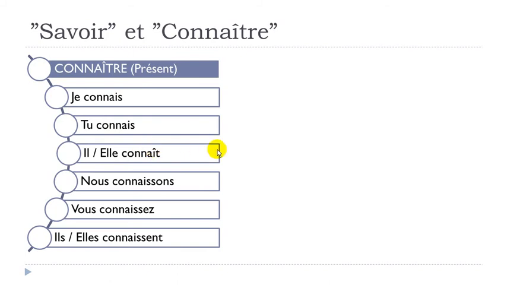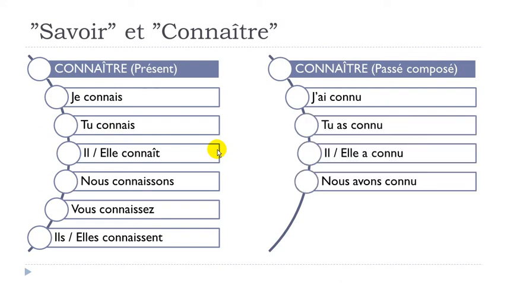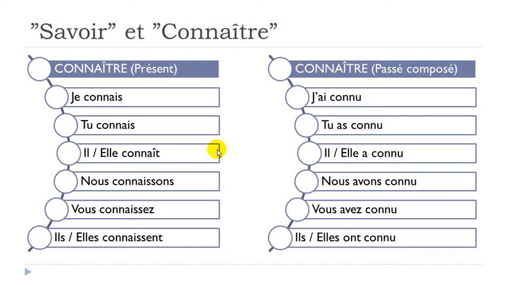All right, let's see how it goes for the passé composé form. J'ai connu, tu as connu, il a connu, elle a connu, nous avons connu, vous avez connu, ils ont connu, elles ont connu. Same rule: first avoir at the present form, then the participe passé form of connaître, which is connu. So it will go everywhere for each person here. J'ai connu, tu as connu, il a connu, elle a connu, nous avons connu, vous avez connu, ils ont connu, elles ont connu.